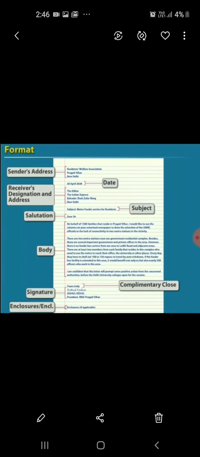Now have a look at the format of the letter. What do we have here? We have, right at the top of your left side, the sender's address. Then we have the date, we have the receiver's designation and address. Then we have the subject, salutation, and body, neatly divided into three paragraphs. Then we have the signature, a complimentary close, that means yours truly, then your name, and enclosures. What do you mean by enclosures? They are some kind of photographs or facts which can add weightage to your letter. And it's not necessary that if you're writing a letter to the editor, you have to send some enclosure. This is only when it's applicable.